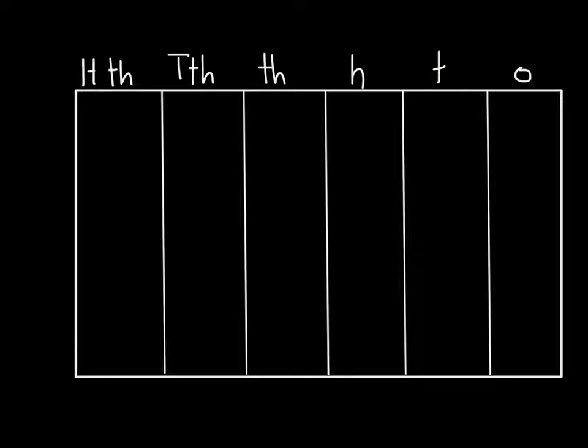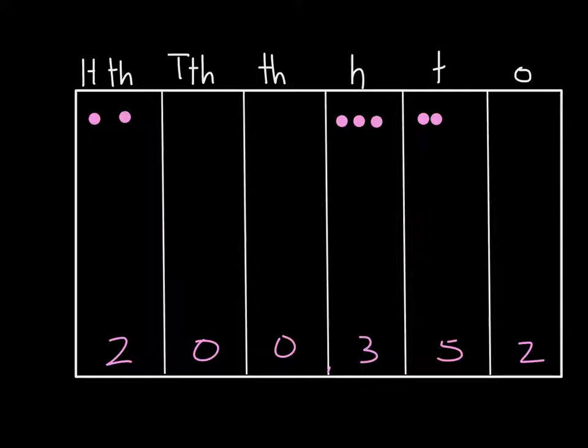Now let's look at some even larger numbers. Here we have 200,352. I can model that on my place value chart using number discs. And so I have 2 100,000s, no 10,000s, no thousands, 3 hundreds, 5 tens, and 2 ones. I want to know what is 100,000 more and what is 100,000 less.